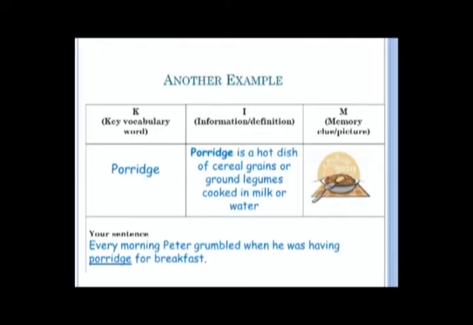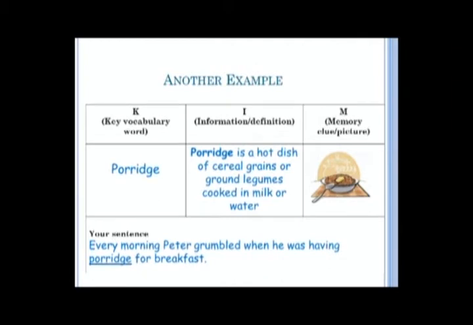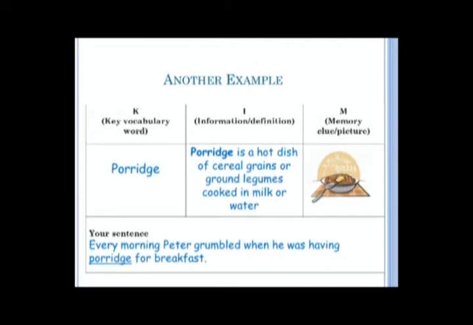In the M box is a memory clue or picture. It is the picture of a bowl of porridge. Let us look at how the word porridge is used in a sentence taken from the story. Every morning, Peter grumbled when he was having porridge for breakfast. By this, I am sure you now know how to use the KIM strategy. But let us do another example together.